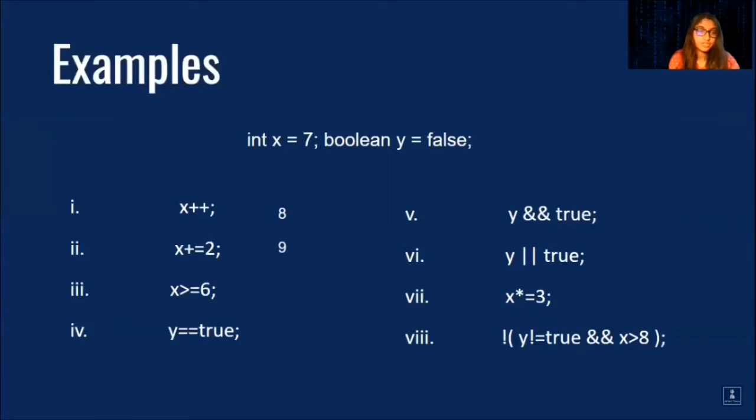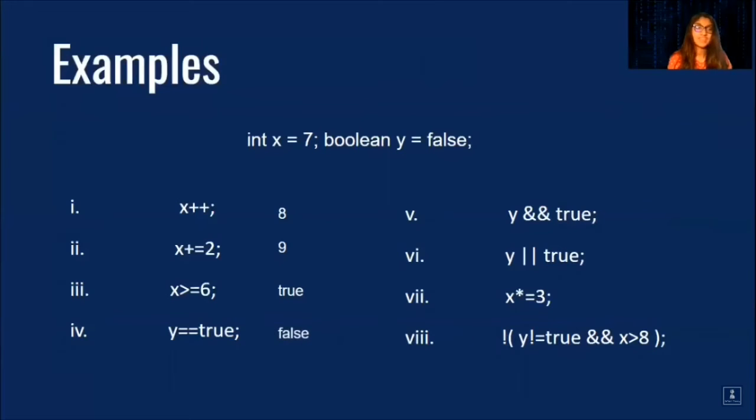In the third question, we have x is greater than or equal to 6. And we know these logical operators always result in a Boolean value. We can say that as 7 is greater than 6, this will result in true. Then we have x equals true, which checks if false, that is y equals true. And now we know that is not true, so your ultimate result is going to be false.